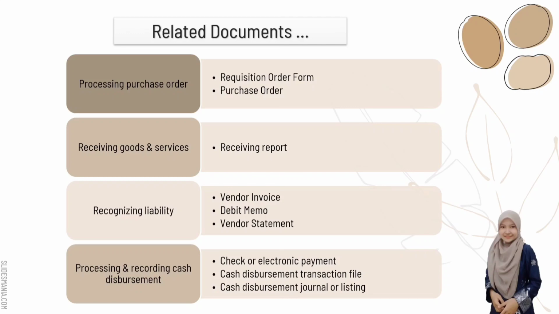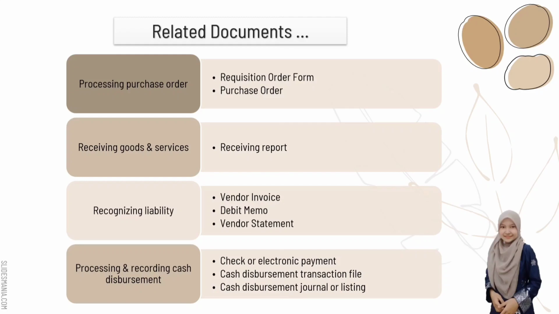A vendor invoice is a document received from the vendor that shows the amount owed for an acquisition. A debit memo is a document received from the vendor that indicates a reduction in the amount owed due to returned goods or an allowance granted. A vendor statement is a document prepared monthly by the vendor that indicates the beginning balance, acquisitions, returns and allowances, and payments to the vendor, and the ending balance.